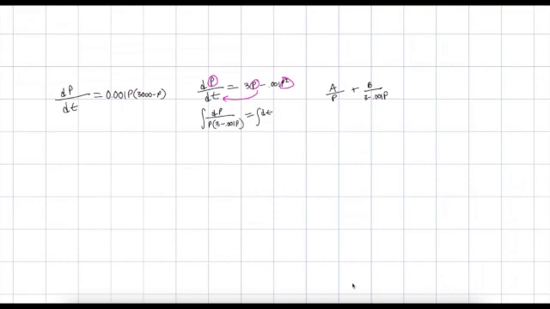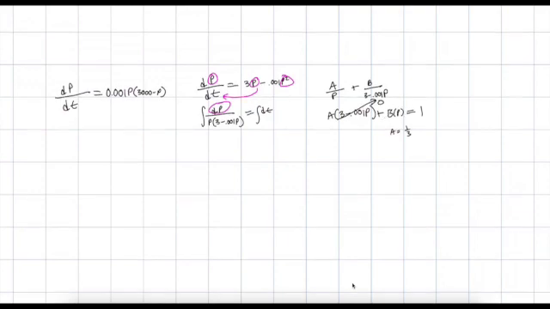Now that I have this form, I can say that I want a times (3 minus 0.001p) plus b times p. In my numerator I just have a dp, which is really the same as saying 1 dp, so all this must be equal to 1. When I set p to 0, that term goes to 0, and I get a equals 1/3. When I set p to be 3,000, that term goes to 0, and I get that b should equal 1 over 3,000.